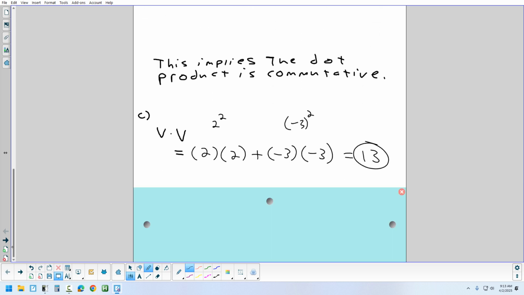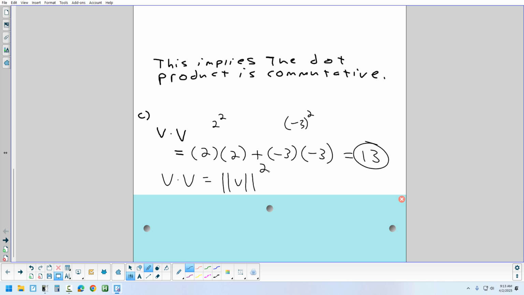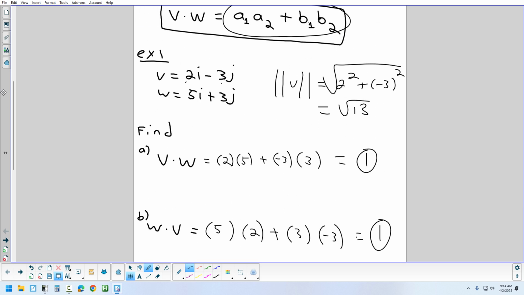What we did, we got 13. We didn't get the square root of 13. So dotting a vector with itself really gives you what? Magnitude squared. Yes, that's very important. Dotting a vector with itself is close to doing the magnitude, but you don't take the square root. So dotting a vector with itself gives you the magnitude of the vector squared. 13, the magnitude is the square root of 13.